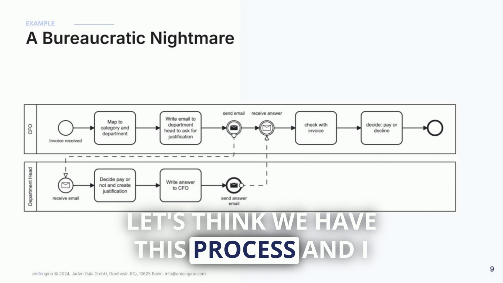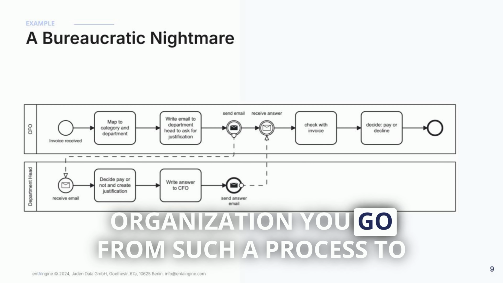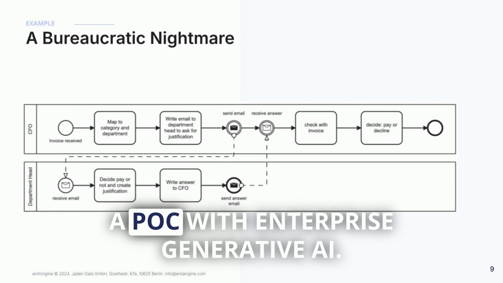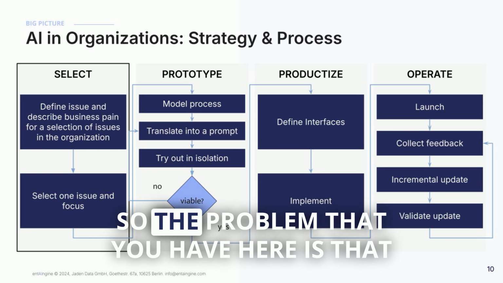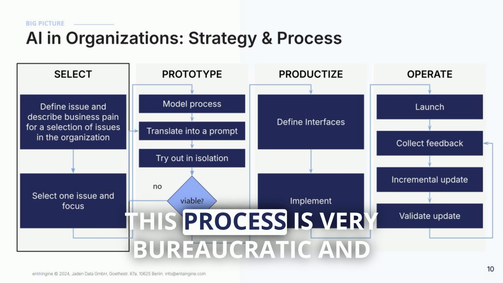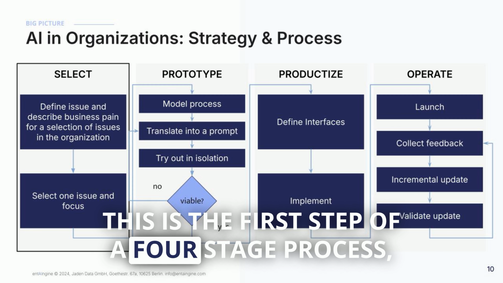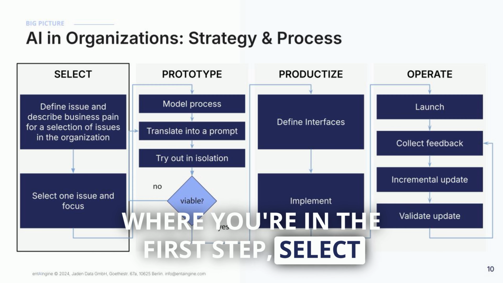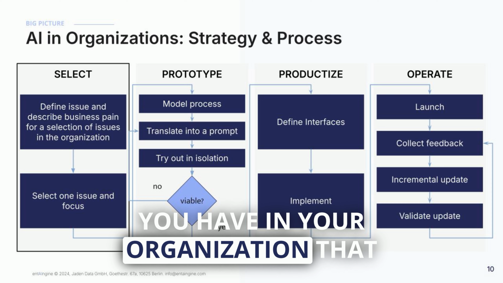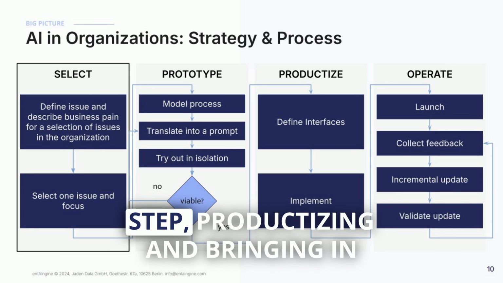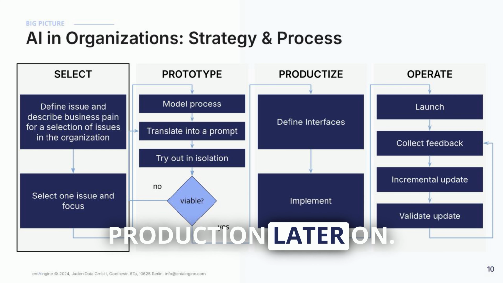Let's think we have this process, and I would like to show you how within an organization you go from such a process to a POC with enterprise generative AI. First, you have to define the issue. So the problem that you have here is that this process is very bureaucratic and it takes a long time. This is the first step of a 4-stage process where you in the first step select an issue out of all of the issues that you have in the organization, that you are prototyping in the second step, productizing, and bringing in production later on.